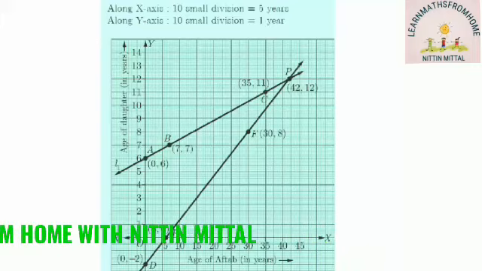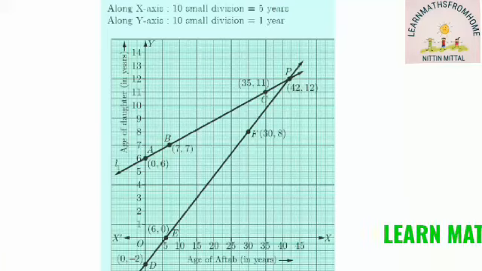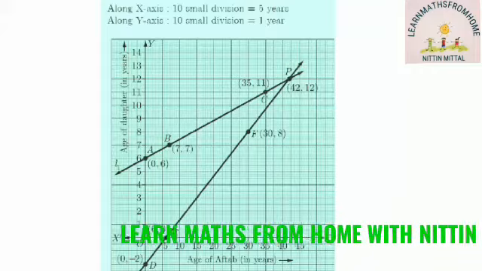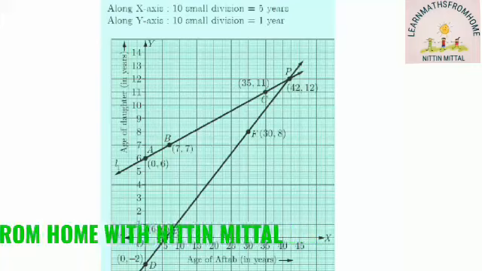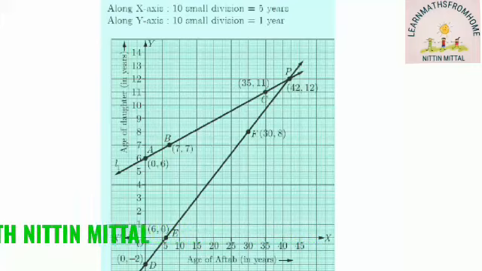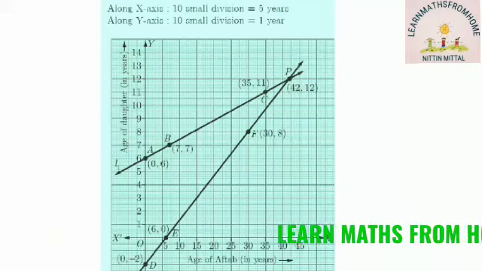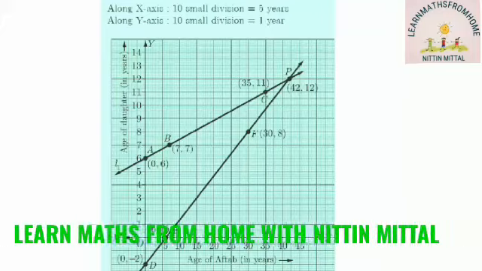So as you see, the two lines are there, line L1 and L2. L1 represents the graph of the first equation, whereas L2 represents the graph of the second equation. And here the scale that we have taken along the x-axis is one big division equal to 5 years, and along the y-axis we have taken one big division equal to 1 year, right? So this is the graph.